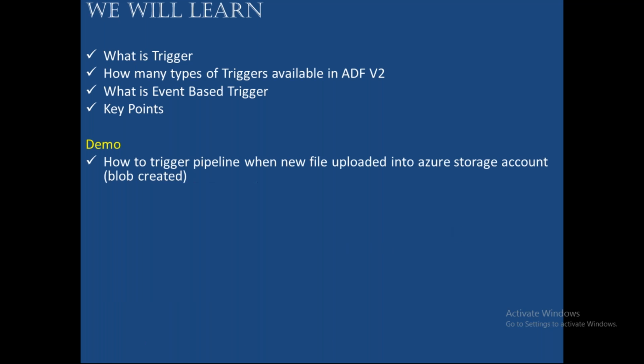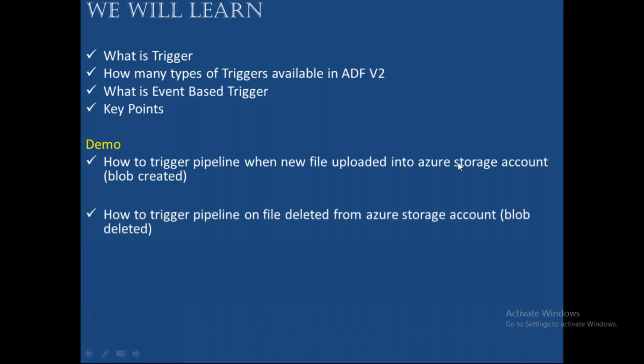Demo. In this demo, first I will show you how to trigger a pipeline when a new file is uploaded into an Azure storage account. So remember, the Azure storage account must be version 2. This is the mandatory thing, because this event trigger will work with Azure storage version 2 and Azure Data Lake Storage Gen 2. Only these two storages will support event-based triggers.